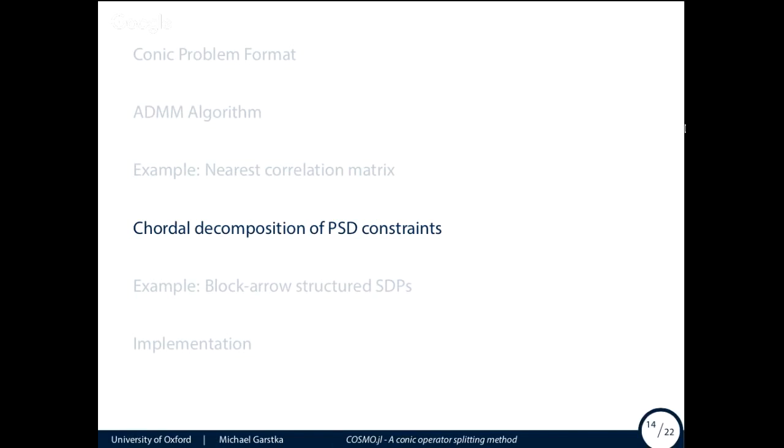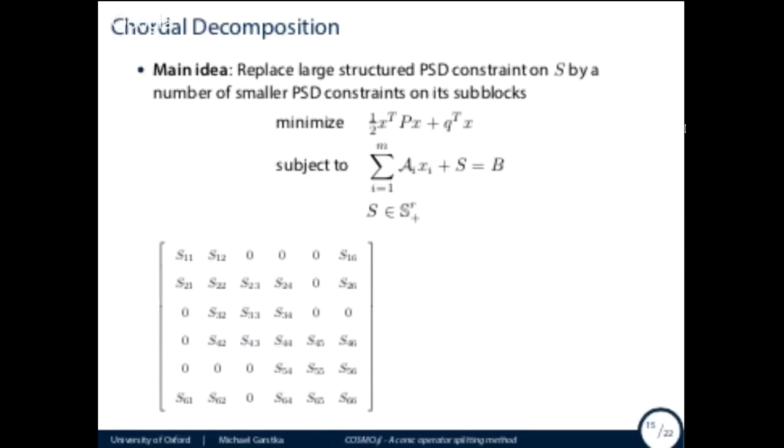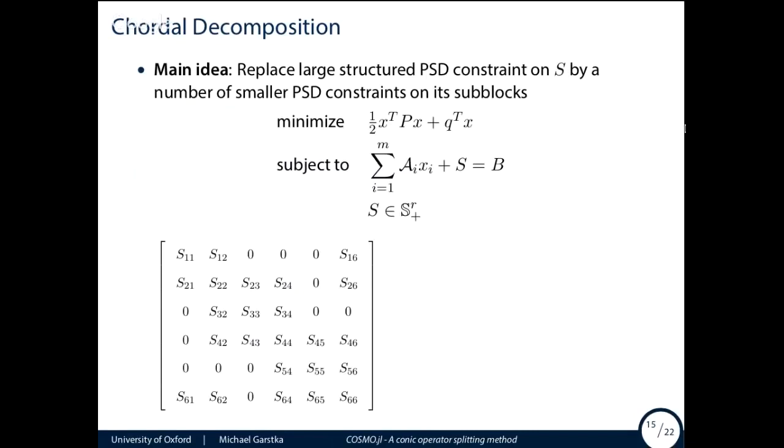The second part of the talk is about how you can take very large positive semidefinite constraints and decompose them. They have a certain kind of structure. So the idea of chordal decomposition is that instead of taking this constraint here where your matrix S is positive semidefinite, as I told you, this is quite an expensive operation if S is very large. So ideally, you want to replace this one large matrix constraint with multiple very small ones.